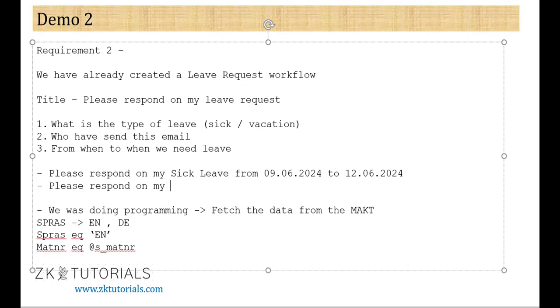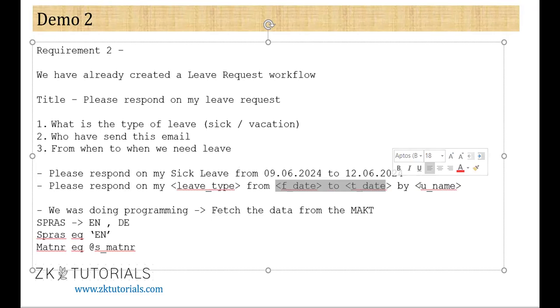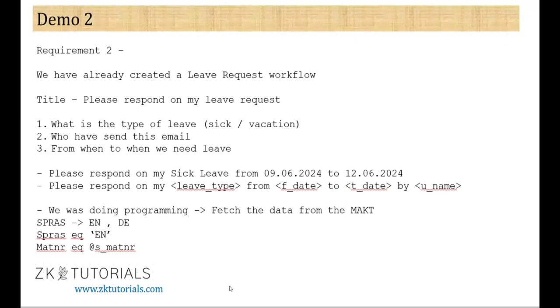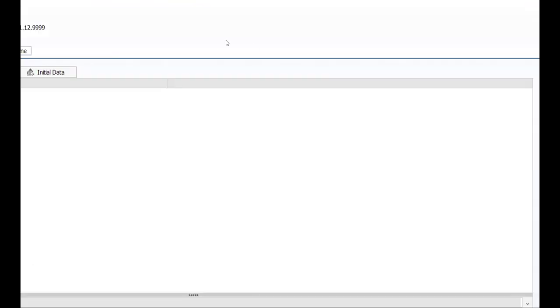I want the user to enter some value. Leave type, I will create a variable here, let's say from date, to date, by username. Correct? I hope this is clear. Whatever the leave type will be, he or she can mention there, from which date to which date, and by the username also we can mention there. All of those things will be achieved in our workflow also. Okay, without wasting our time, let's start with the workflow.